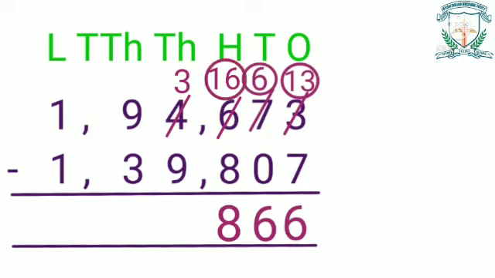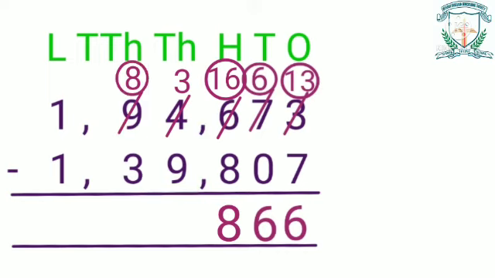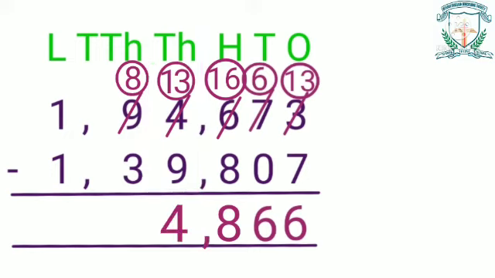Now let us subtract the digits from thousands column. Here 3 is less than 9. So we need to borrow from 10,000s place. 9 will become 8 and 3 will become 13. 13 minus 9 is equal to 4. Write 4 in thousands column.